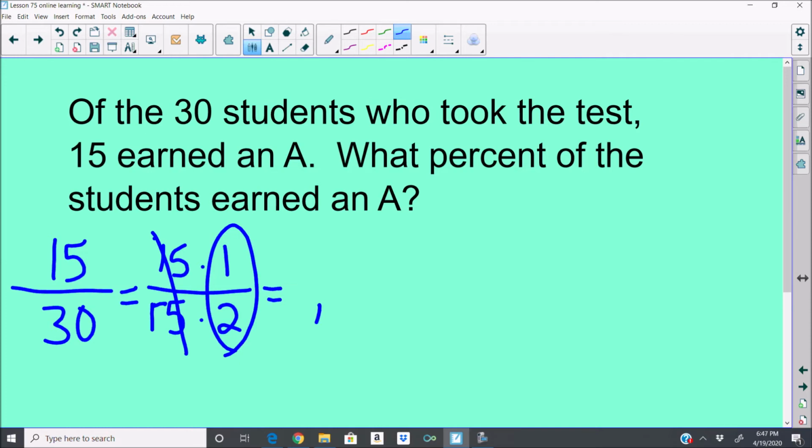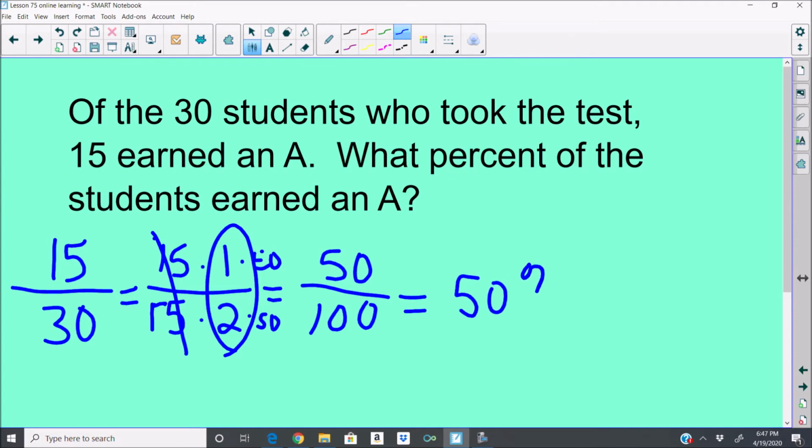Now, can I make this into a fraction that has 100 as the denominator? Yes. What do I do to the 2 to get to 100? I multiply it by 50. So I do the same to the top. So I end up with 50/100ths, and when it's over 100, I have a percent.